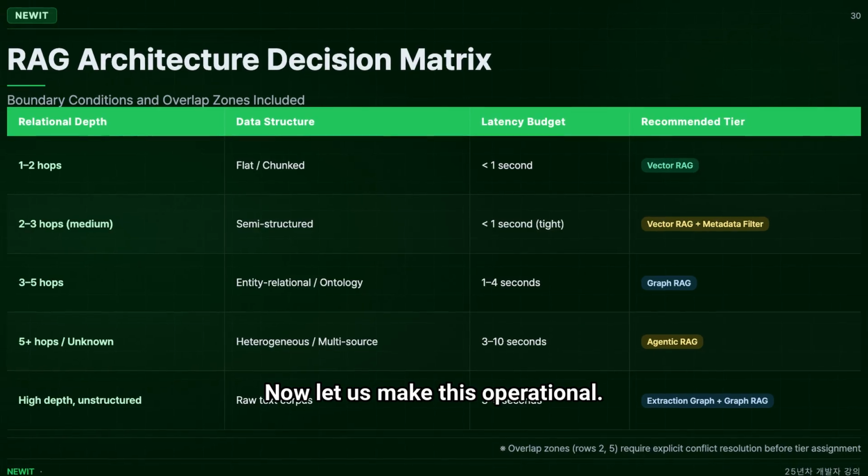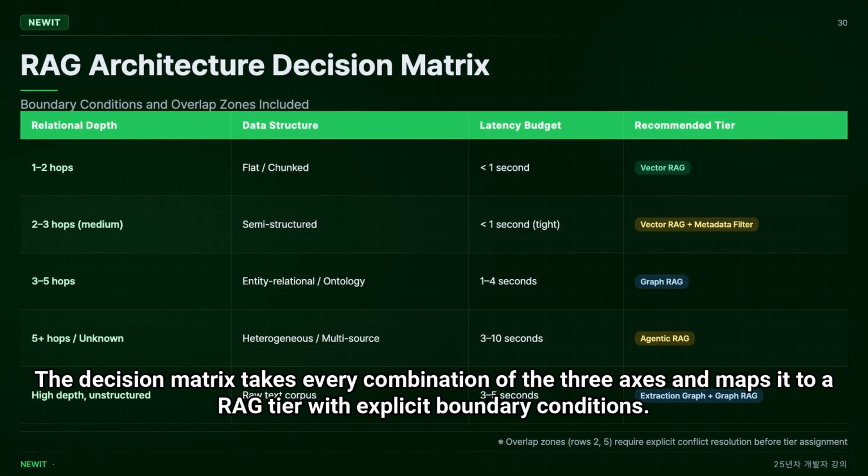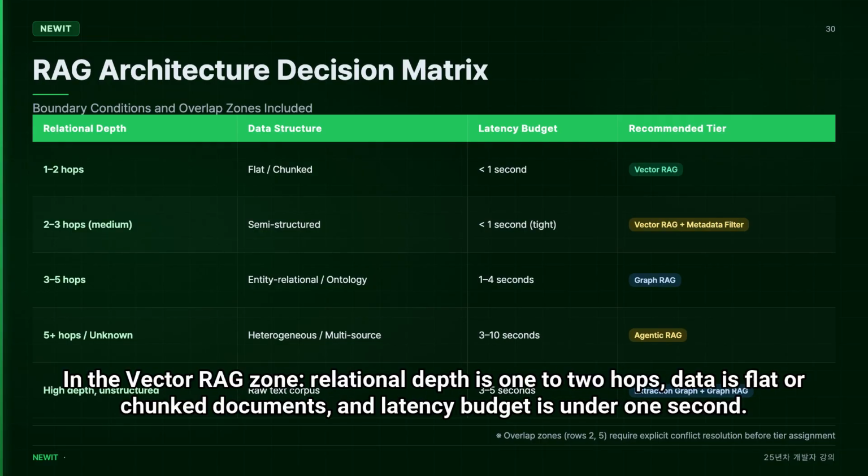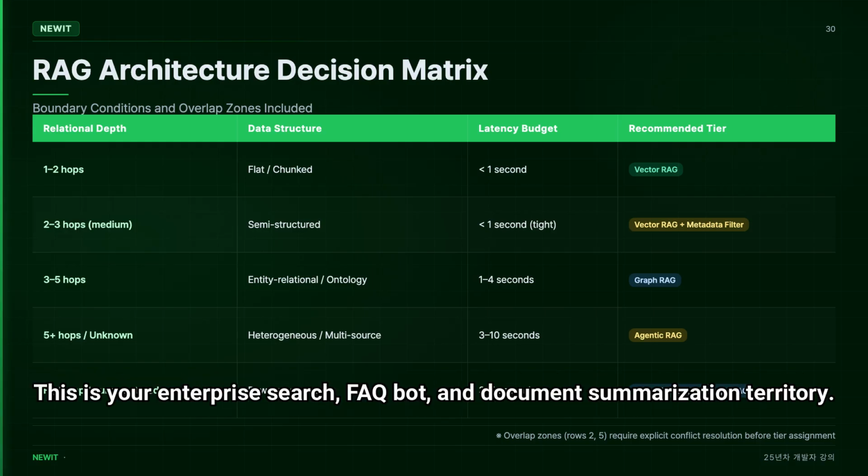Now let us make this operational. The decision matrix takes every combination of the 3 axes and maps it to a RAG tier with explicit boundary conditions. In the vector RAG zone, relational depth is 1 to 2 hops, data is flat or chunked documents, and latency budget is under 1 second. This is your enterprise search, FAQ bot, and document summarization territory.